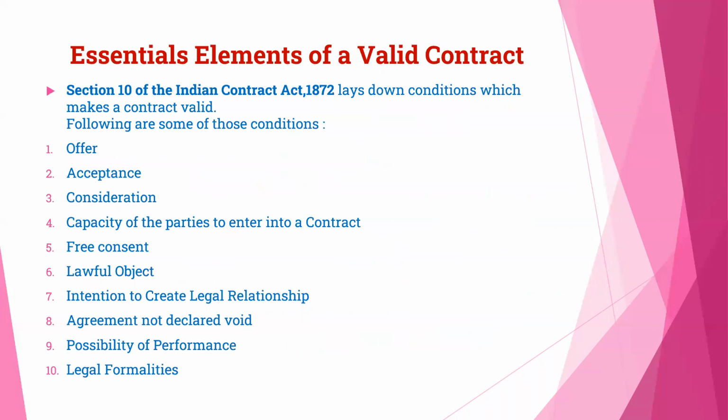Section 10 of the Indian Contract Act 1872 lays down the conditions which make a contract valid. First one is offer, second one is acceptance, third one is consideration, fourth one is capacity of the parties to enter into a contract, fifth one is free consent, sixth one is lawful object, seventh one is intention to create legal relationship, eighth one is agreement not declared void, ninth one is possibility of performance, 10th one is legal formalities.